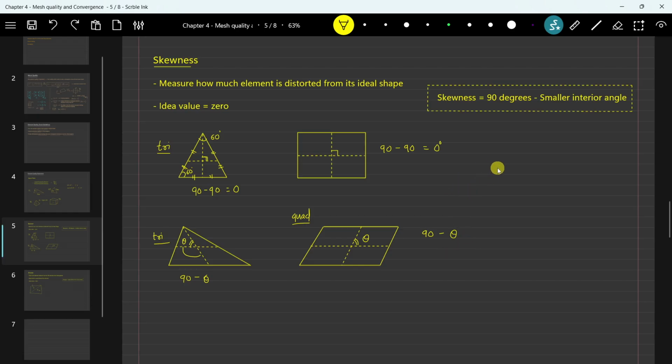The acceptable range is somewhere less than 30 degrees. This is acceptable for skewness, 30 degrees.